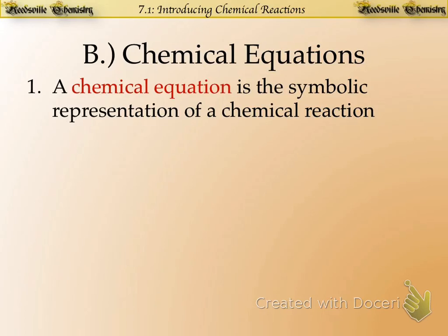In math class, we use equations to define a process that we're doing, and we'll do the same thing here in chemistry class, but our equations are a bit different. They're called, obviously, chemical equations. A chemical equation is a symbolic representation of a chemical reaction, and I'm going to give two examples of chemical equations today.